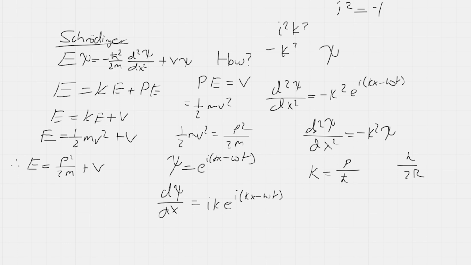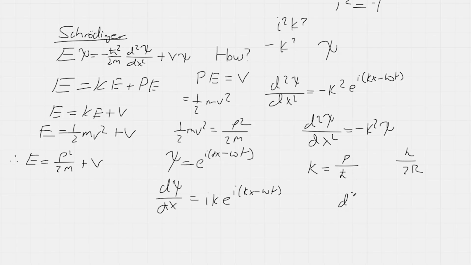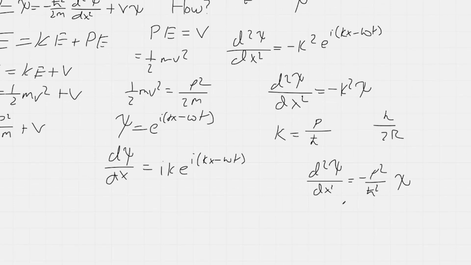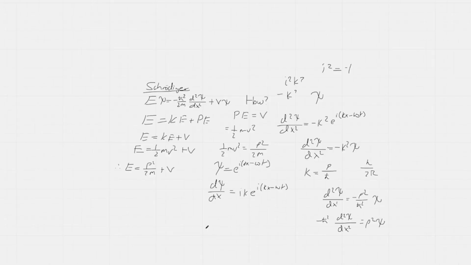So let's make the substitution. We can say that d squared psi over dx squared equals, well, k equals that, so it's negative p squared over h bar squared psi. Now we're going to multiply both sides by negative h bar squared. So negative h bar squared d squared psi over dx squared equals p squared psi.